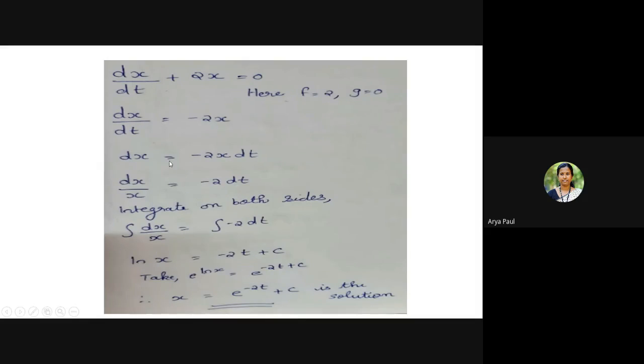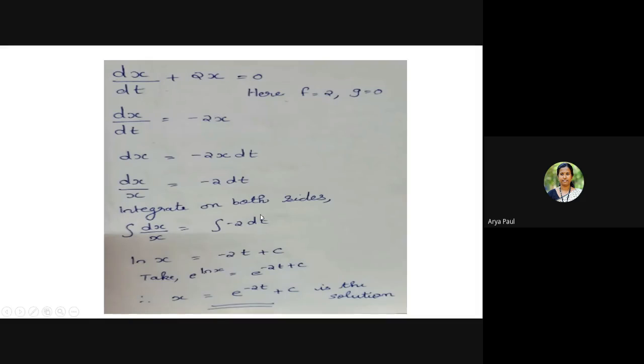Then I am bringing the x term together on one side, because we need to integrate this. So dx by x is equal to minus 2 dt, isn't it? Now integrate on both sides. So what will you get? Integral of dx by x is equal to integral of minus 2 dt.